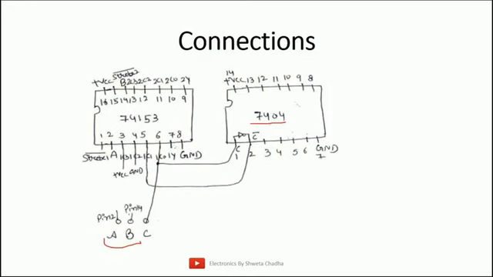Also do not forget to connect ground and VCC at pin number 7 and 14 respectively of the 7404 IC, that is the NOT gate. So this is all about your connections. Now let us see how these connections are going to work on our apparatus as well.